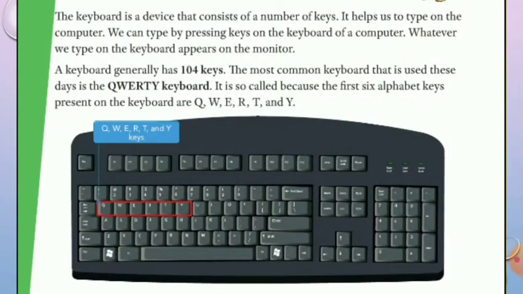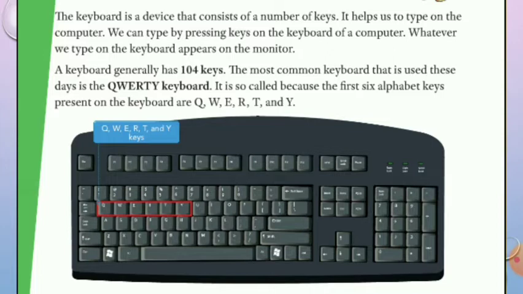The keyboard is a device that consists of a number of keys. It helps us to type on the computer. We can type with the help of keyboard. We can type by pressing keys on the keyboard of a computer. Whatever we type on the keyboard appears on the monitor. Means whatever we type on the keyboard, we can see it on the monitor.